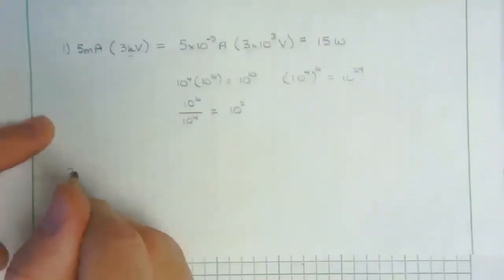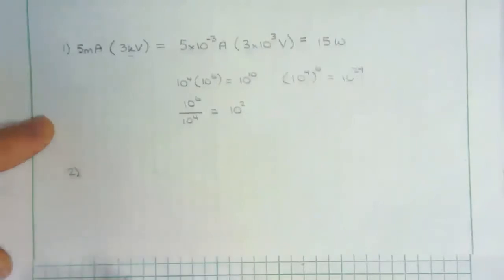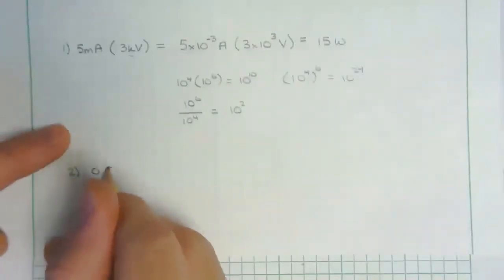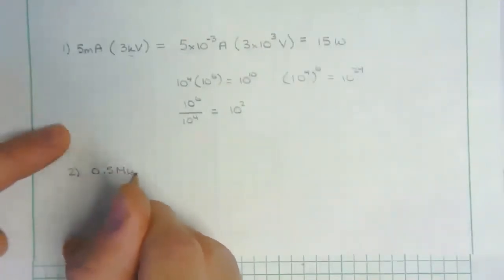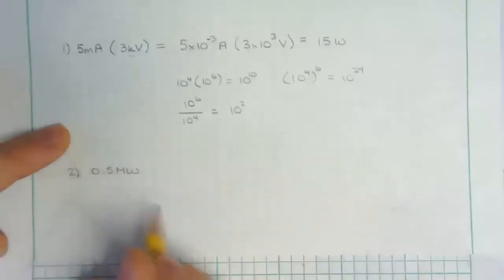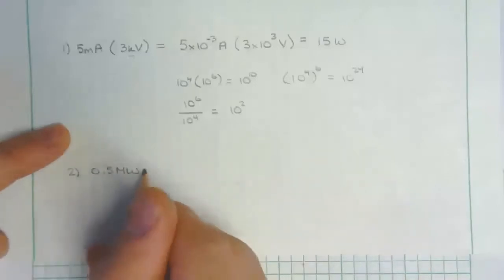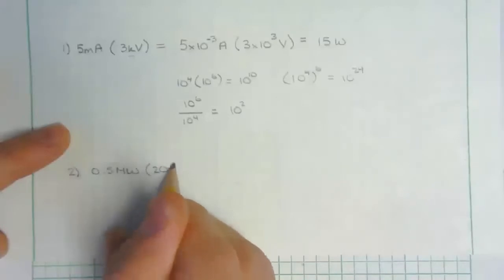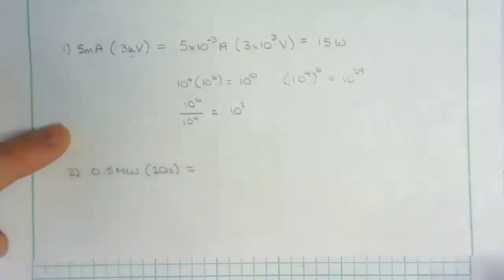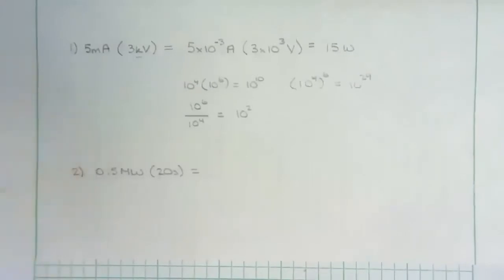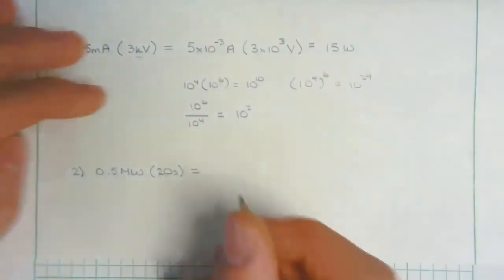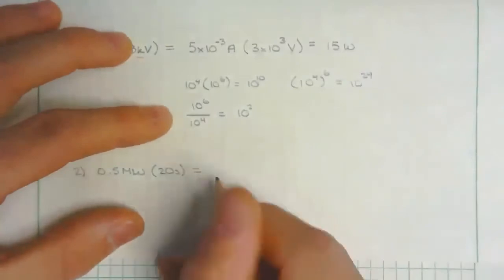And now we can go to number 2. This is going to be 0.5 megawatts, capital M. Important to note the capital, times 20 seconds. I'll let you work it out real quick, see if you can come to it. Feel free to pause the video. I'll wait another 2 seconds. And here we go. So 0.5 megawatts.